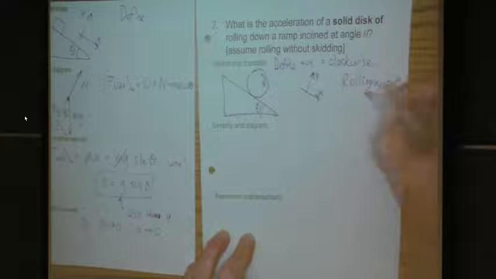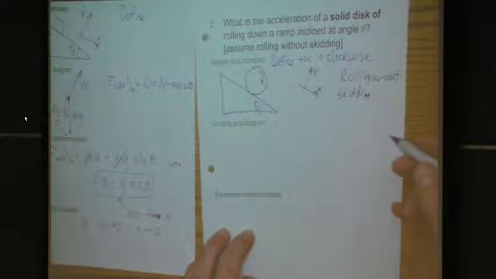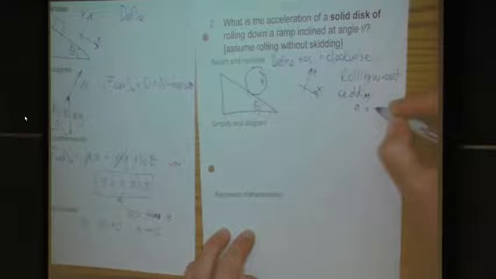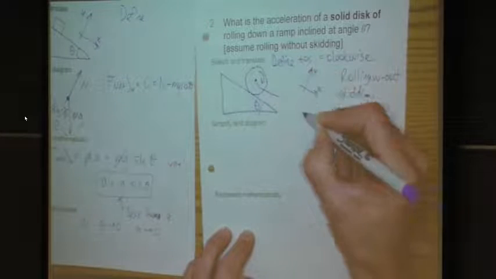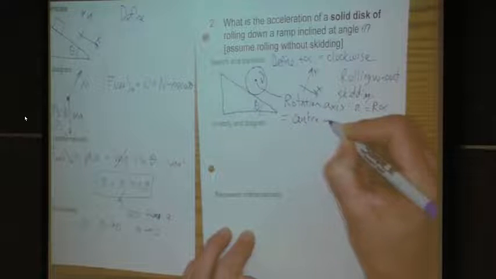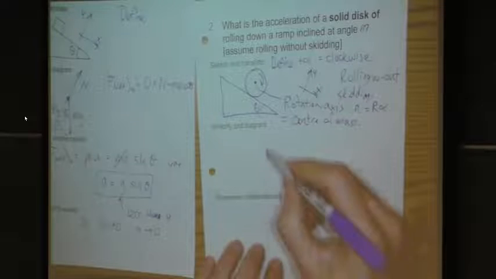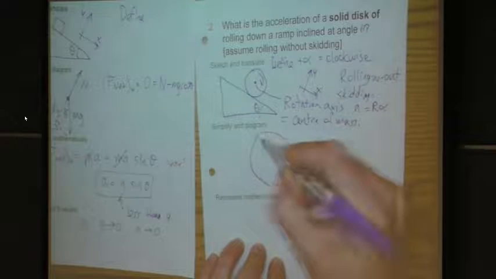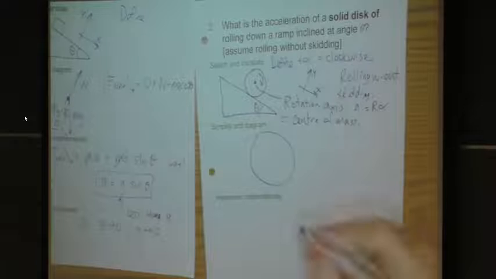The rolling without skidding condition is going to tell us that a is equal to r times alpha. I'm going to set the rotation axis at the center of the solid disk. So now we have to draw an extended force diagram. The force of gravity, remember, hooks on to the center of mass. So we draw it starting right here, mg.